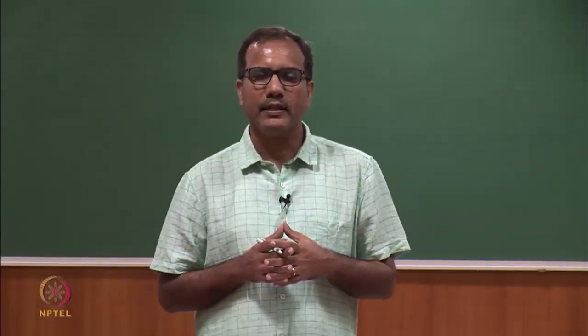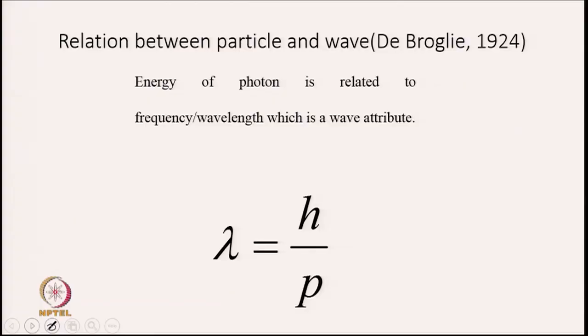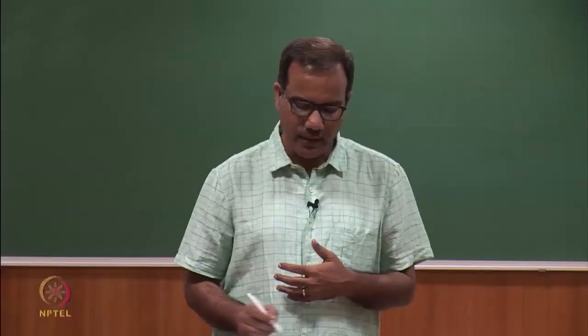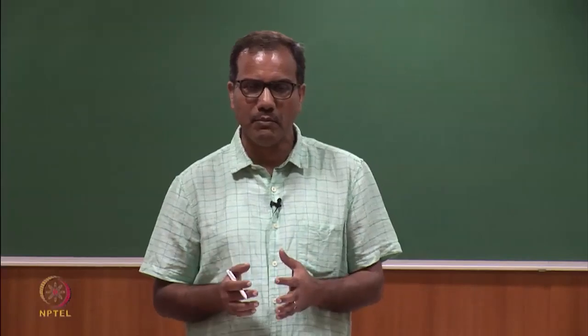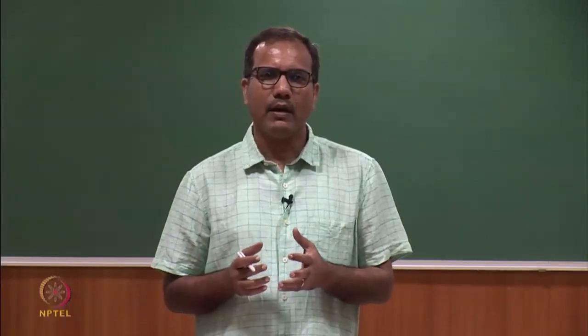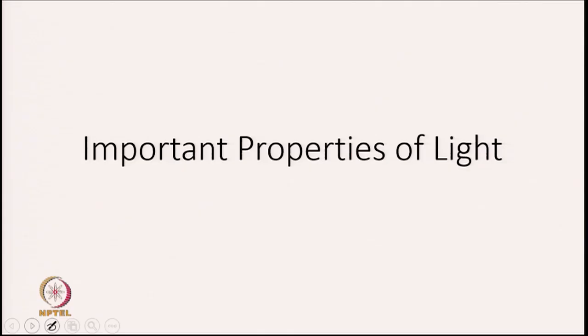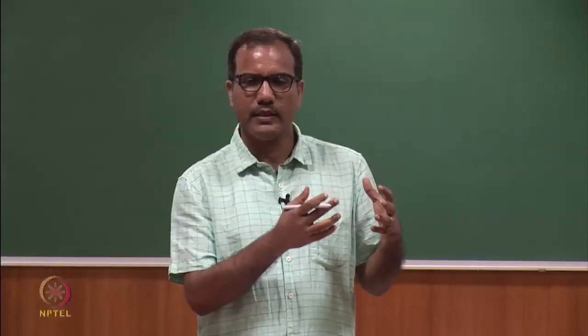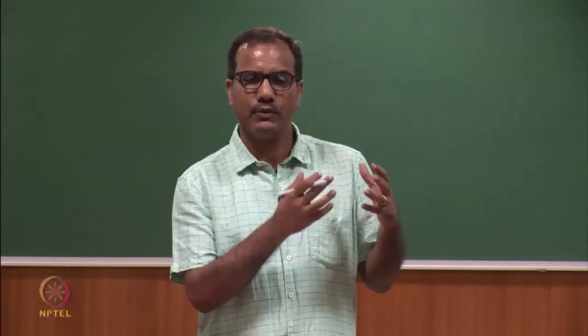In fact, de Broglie in 1924 proposed the relationship between particle and wave. He told that the energy of a photon is related to frequency and wavelength, which is a wave attribute, and the relation he gave is lambda equals h by p, where h is Planck's constant, p is the momentum of the photon, and lambda is the wavelength of the light. Now, we understand what electromagnetic radiation is. It has dual properties.